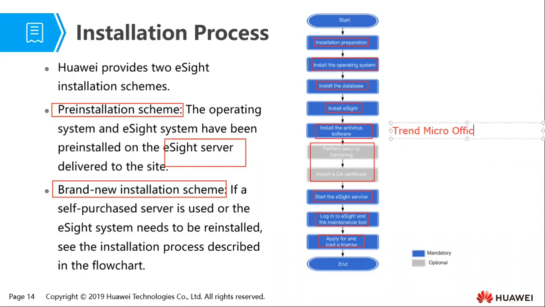Now, when it comes to installing the antivirus software, they have a recommended antivirus, which is called Trend Micro Office Scan. That's the one they recommend to use for eSight. It can be purchased from the Office Scan website. It's not a Huawei antivirus. For a certificate, other than using a CA certificate, you can also use a self-signed certificate. But as you know, a CA certificate is more trusted. Okay, so that is it.